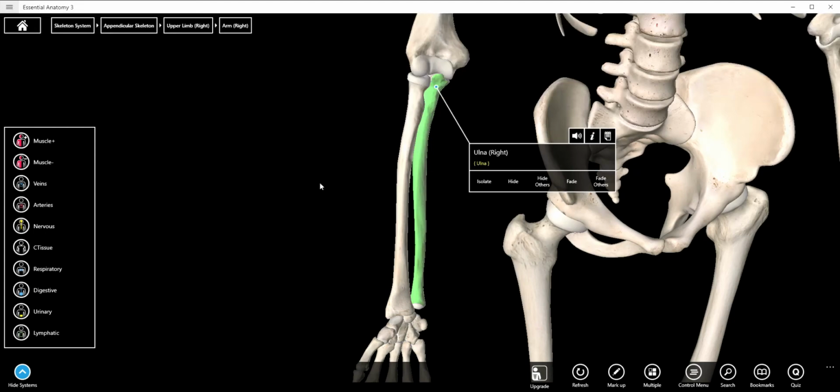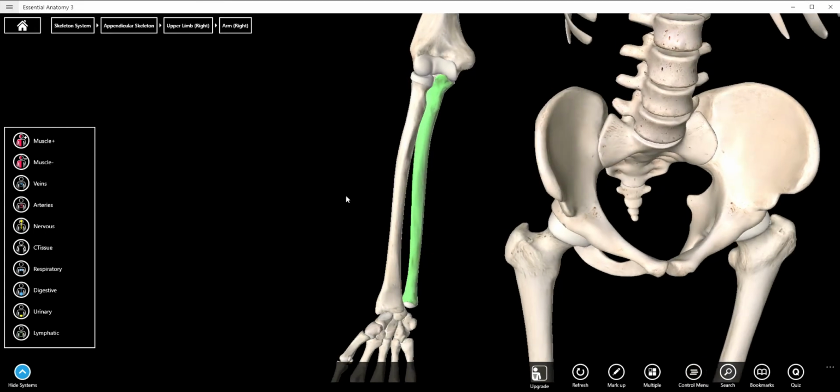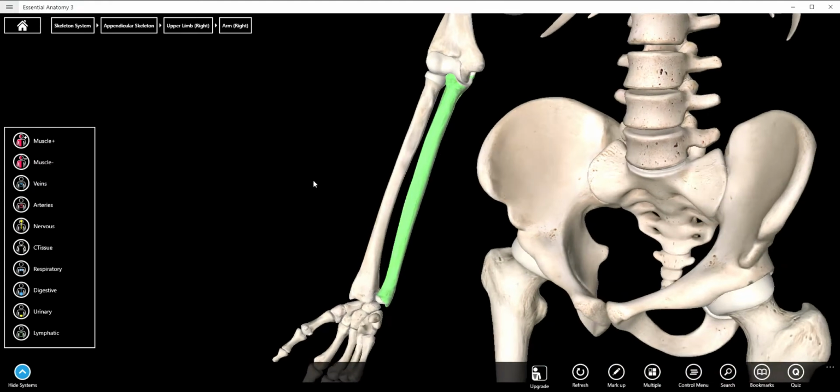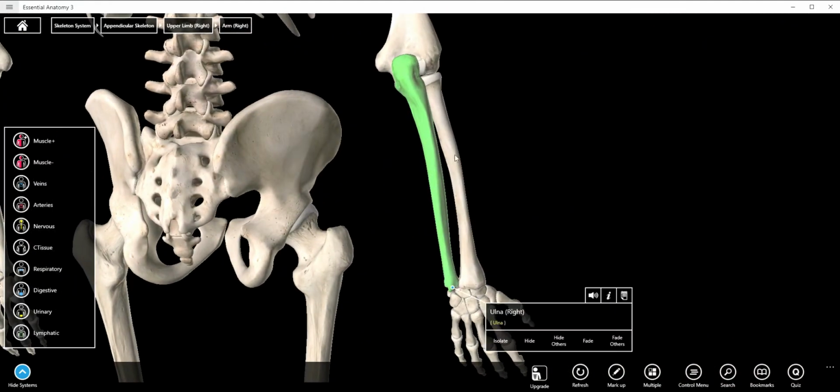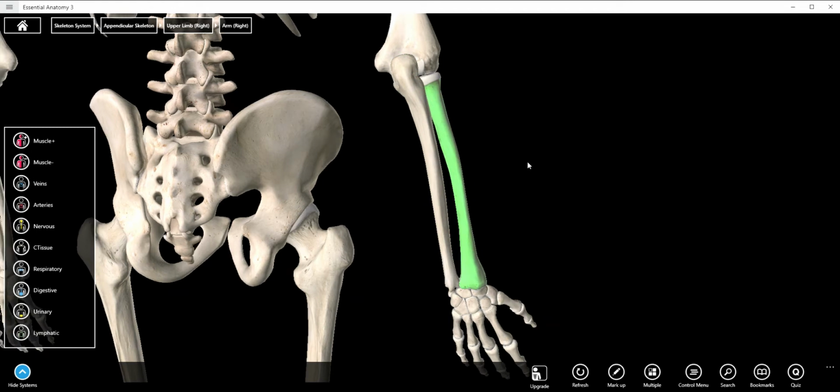Hey everybody, we're going to go ahead and take a look at the ulna. The ulna is the medial bone of our forearm, so it's closer to our body's midline. The radius is right next to it and shares a couple articulations with it. That's the lateral bone of our forearm.